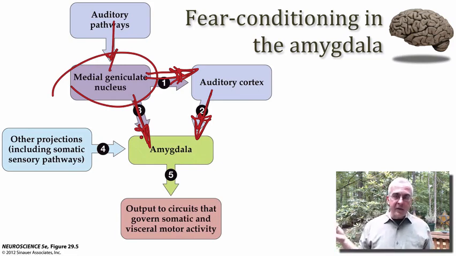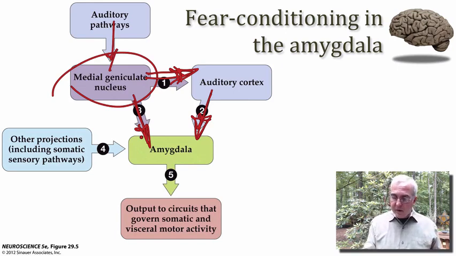Now, there are other projections into the amygdala from all other sensory systems, including those that would detect the presence of a noxious stimulus. Now imagine if that auditory tone is paired with something that the animal finds unpleasant, perhaps a brush to the underside of the animal through the floor of a cage, for example, or maybe a mild electrical shock applied to the floor of the caging.